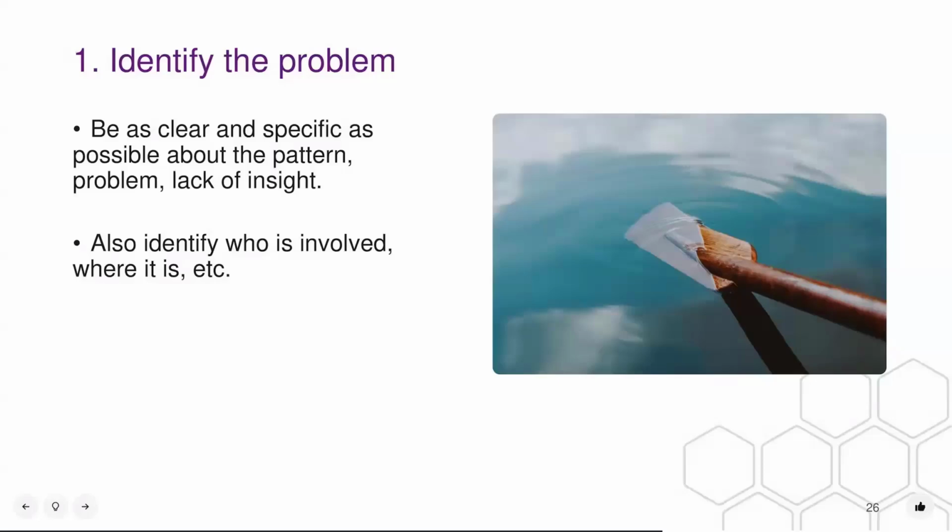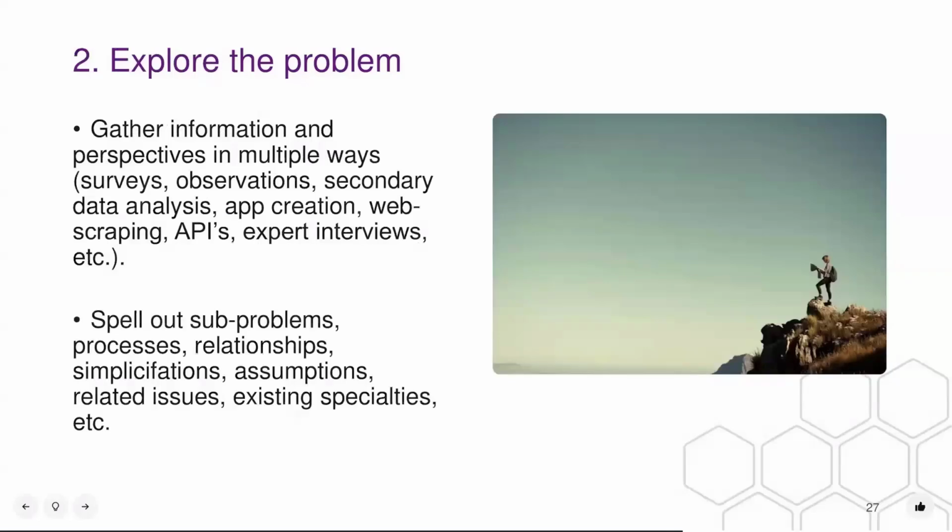It's all good. And then the next step will be exploring the problem. So this is where you're going to be gathering information and perspectives in multiple ways. So you might think about surveys, observations, secondary data analysis, web scraping. So this might involve conducting a few interviews with people of interest. So for instance, sticking with my example from before, maybe I could interview the manager for my city's transport network or some local council workers. But you'd probably also need maybe a survey or observations or secondary data analysis to capture how many people are actually moving through the city centre.